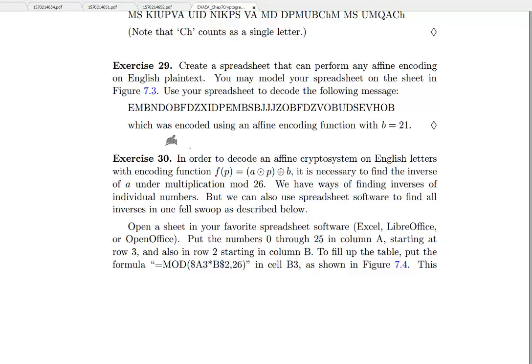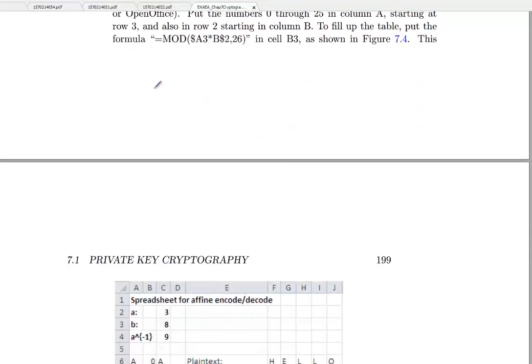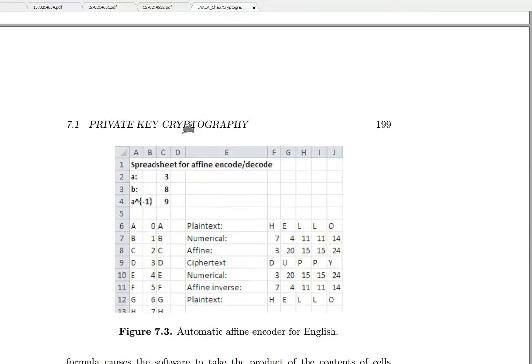Okay, one of the exercises that we're going to do is exercise 29, which talks about a spreadsheet that can do affine encoding. Now the pattern is in figure 7.3. So let's take a look at figure 7.3, which is down below. And you can see that the layout is very similar to your spreadsheet for shift encoding. What are the differences?